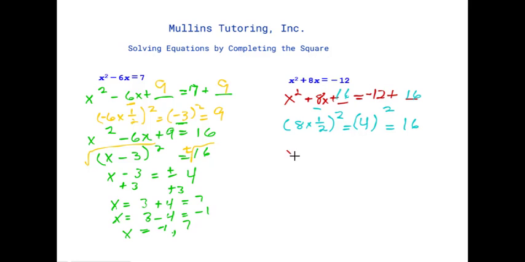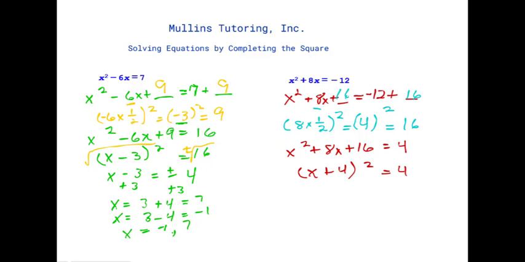So we have x squared plus 8x plus 16 is equal to negative 12 plus 16 is 4 because the greater absolute value is positive. And now since this is a perfect square, it's going to be x plus 4 squared is equal to 4.